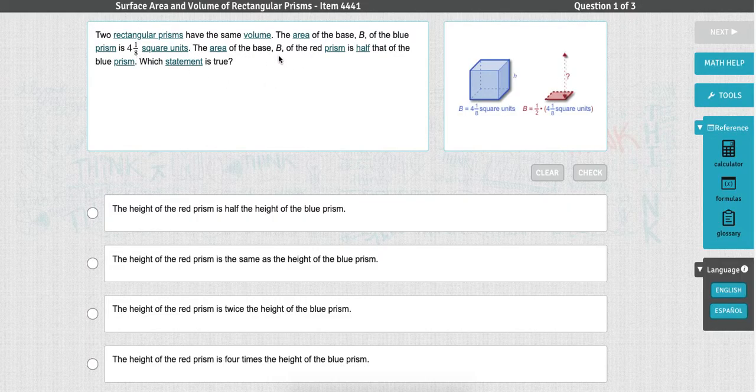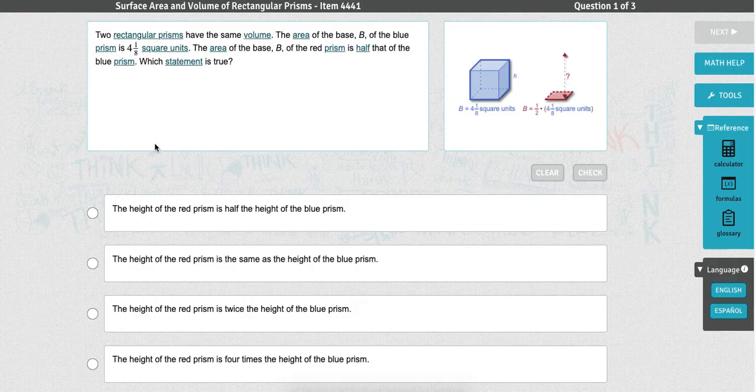The area of the base of the red prism is half of the blue prism. So if the area of this one is 4 and 1/8, then this is going to be half of that. Which statement is true? And they've already given you the equation here, if you can see it. B equals 1/2 times 4 and 1/8 square units.